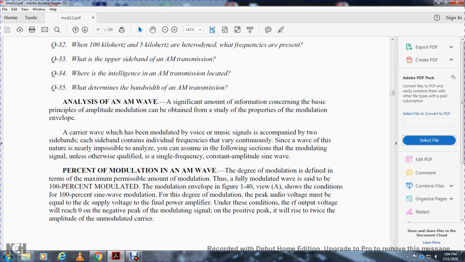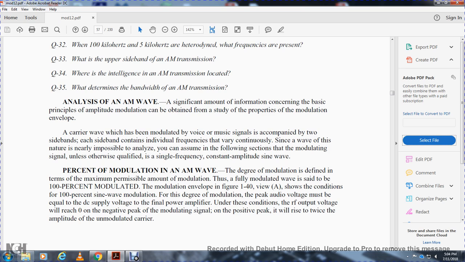A significant amount of information concerning basic amplitude modulation can be obtained by studying the properties of the modulation envelope. The carrier wave, which has been modulated by a voice or music signal, is accompanied by two sidebands. Each sideband contains individual frequencies that vary continuously. Since a wave of this nature is impossible to analyze, you can assume that the modulating signal, unless otherwise qualified, is a constant-amplitude, single-frequency sine wave. Percent of modulation of the AM wave.